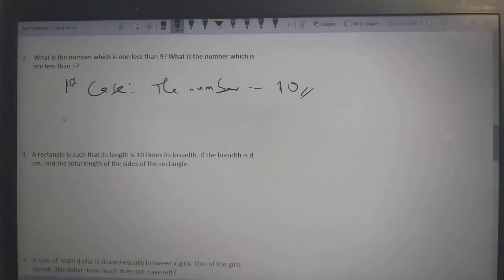Now, the second case, they say what is the number which is 1 less than n? So the number 1 less than n will be n minus 1. Don't forget, in subtraction, order matters, because the operation of subtraction is not commutative. That implies that although 2 plus 3 equals 5 and 3 plus 2 is 5 as well, we can't say that 3 minus 2, which is 1, is the same thing as 2 minus 3. So order matters when you are doing operations regarding subtraction.